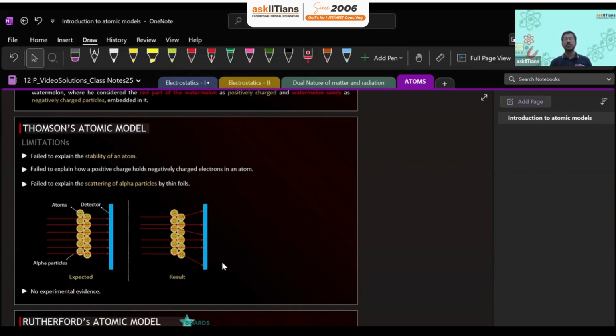So there was no experimental evidence as well, obviously, because at that time it was very difficult to find experimental proof of things, especially at the scale of atoms, which was really difficult, right? So we will go through this alpha particle scattering experiment in a while. I'm not explaining that point here, okay?